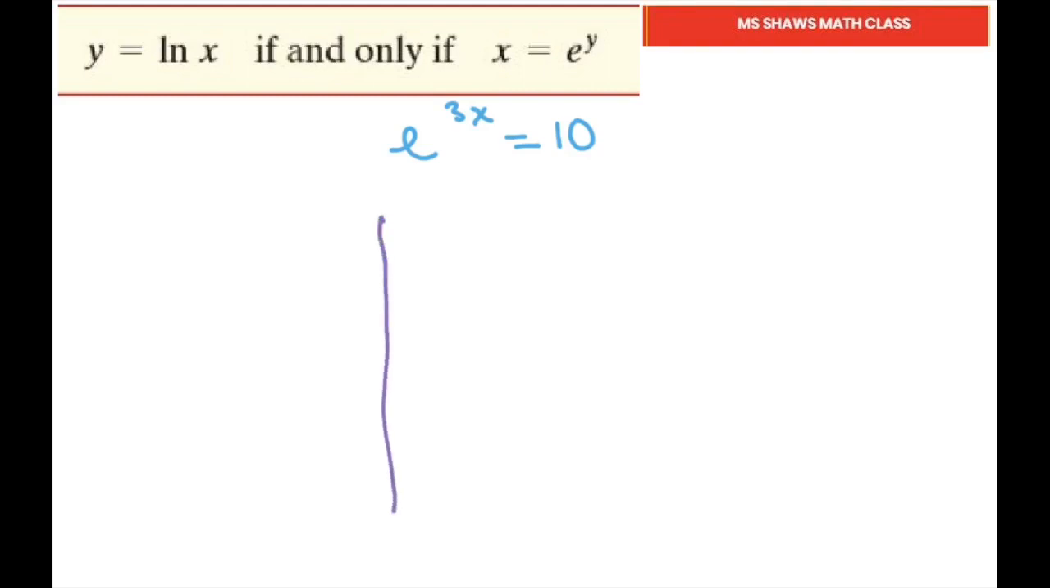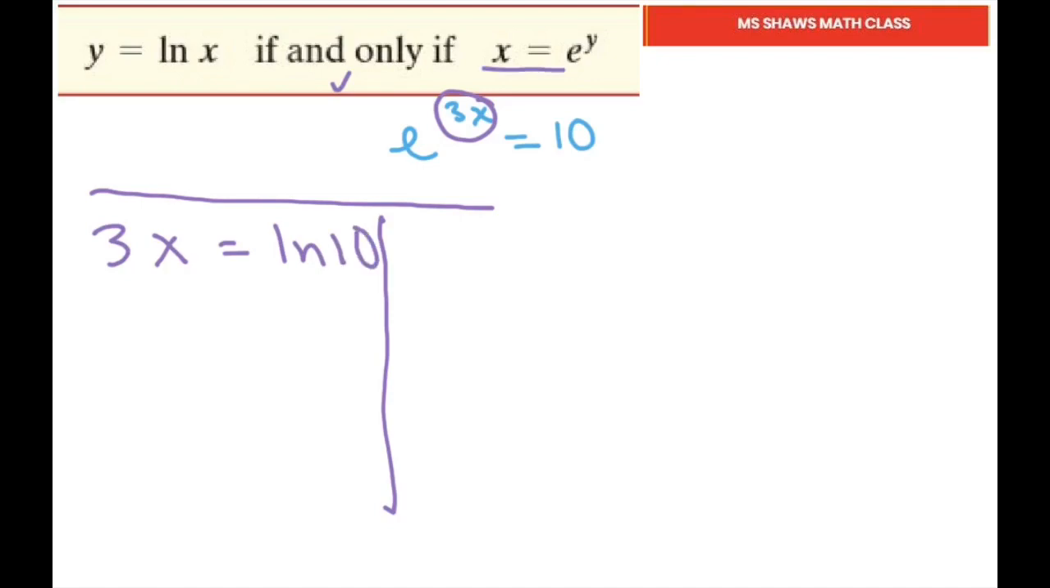If you just use the formula for this, all you do is bring down this 3x based off our formula here, equals ln of 10. So it's in this format, and I just wrote it like that. And then you solve for x, so x would equal ln of 10 divided by 3.